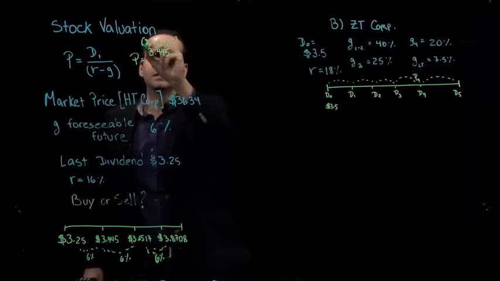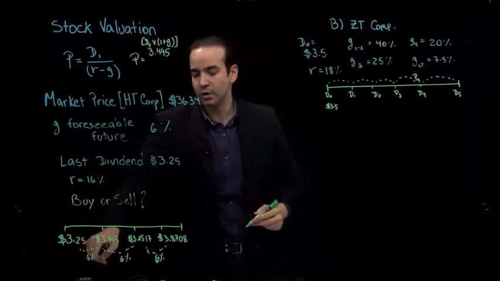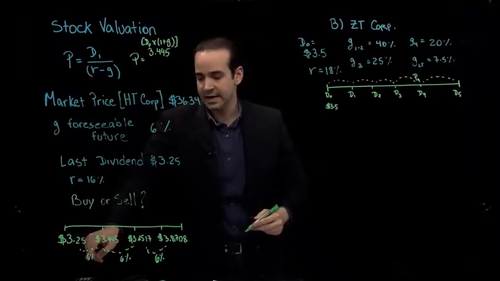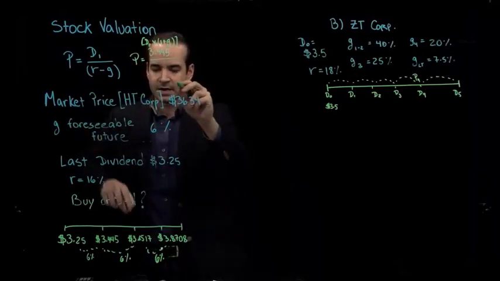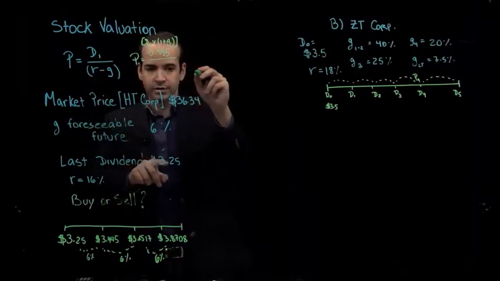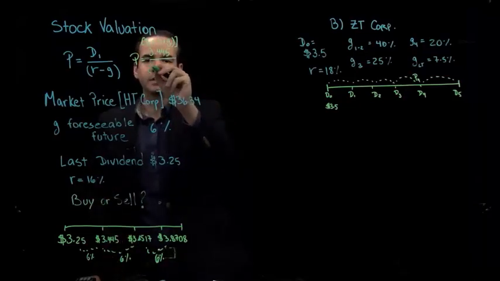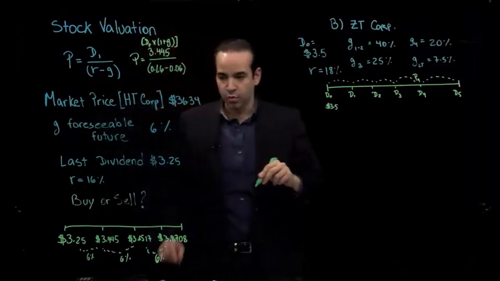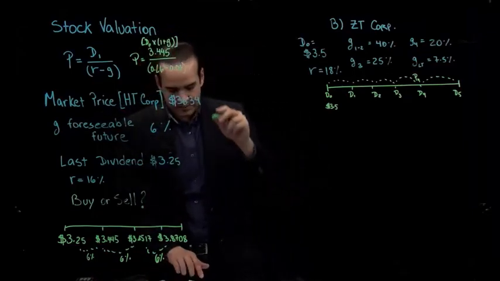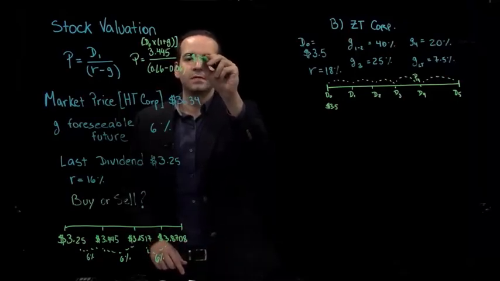Is it or isn't it? D0, 3.25 times 1.06, so we get 3.445. Then we just divide that by R, which is the discount rate, which in this case is 16%, minus the growth rate, which is 0.06. Once we do that, then we just get a value of 34.45.